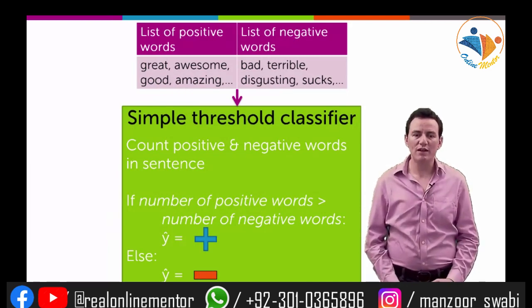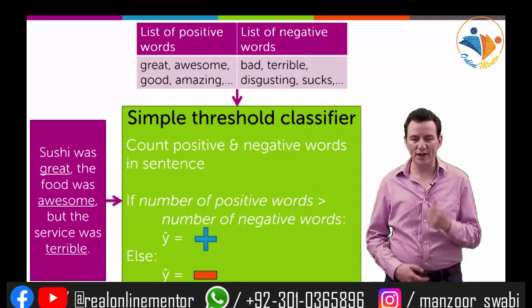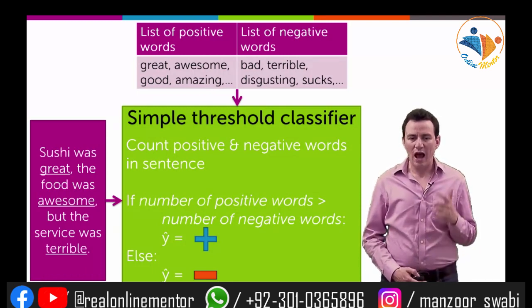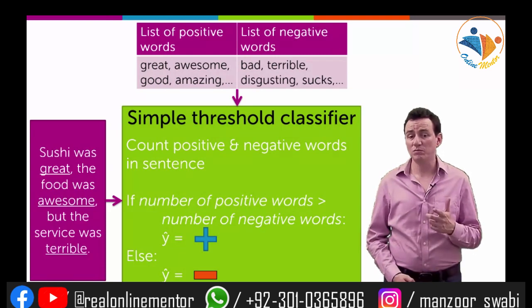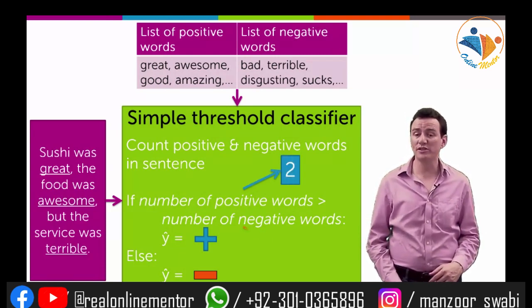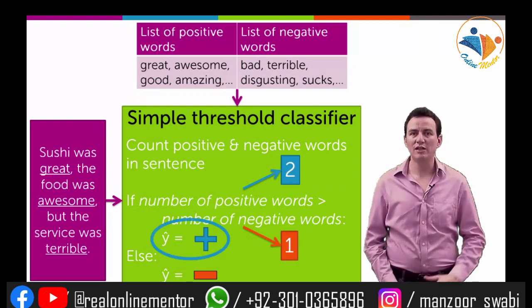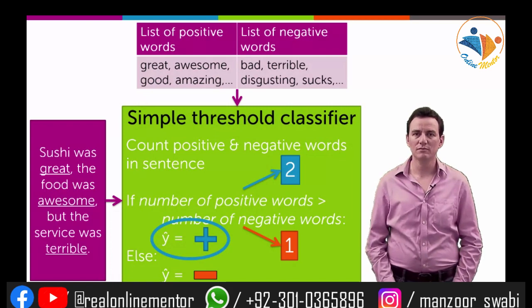But if it uses more negative words, then you have a negative sentence. So for example, if the input sentence is, the sushi was great, positive 1, the food was awesome, positive 2, but the service was terrible, negative 1, you have 2 positives, 1 negative, and in the end, positive wins, and so you have a positive prediction.